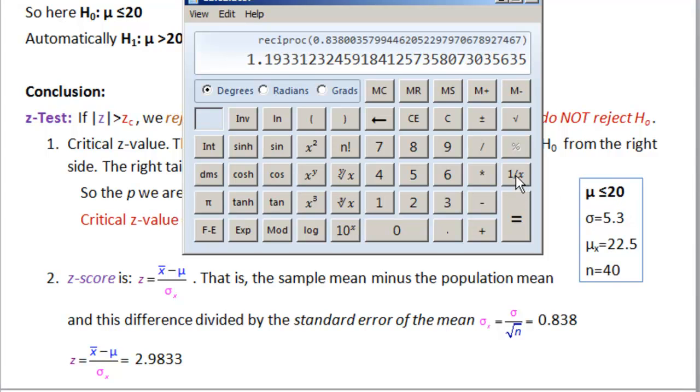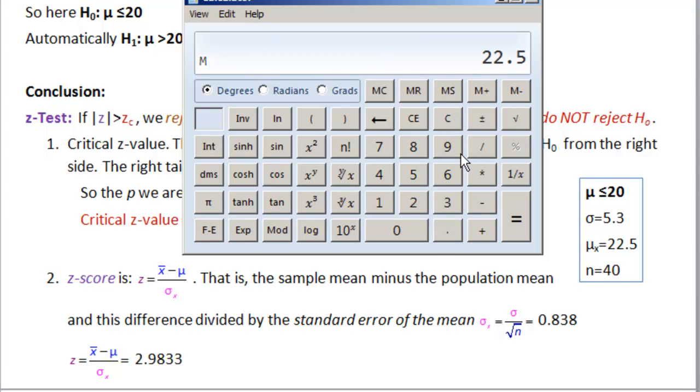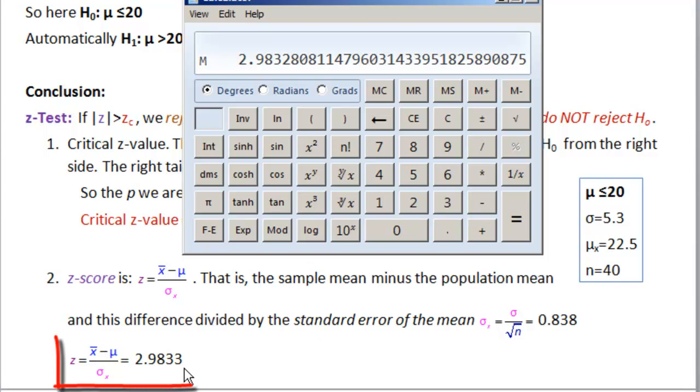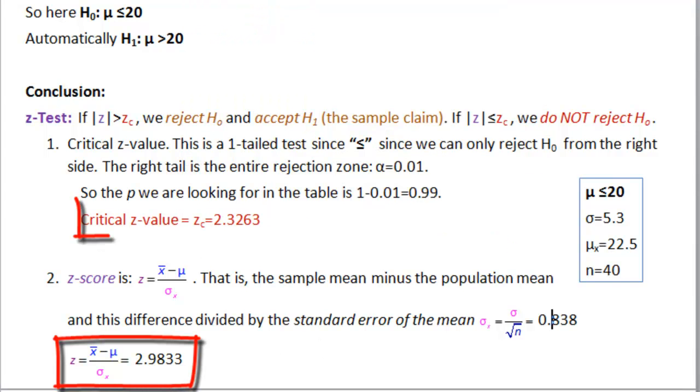So 1 over x, and then we're going to store that here. And then we're going to do 22.5 minus 20. Probably could have done that in our heads. Times memory recall equals, so 2.9833. So this is our z-score.